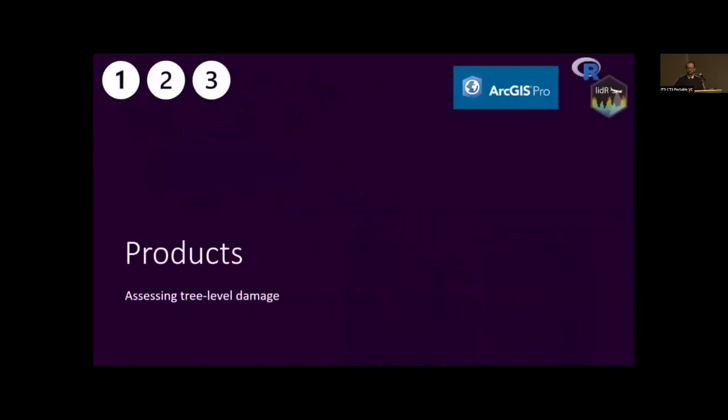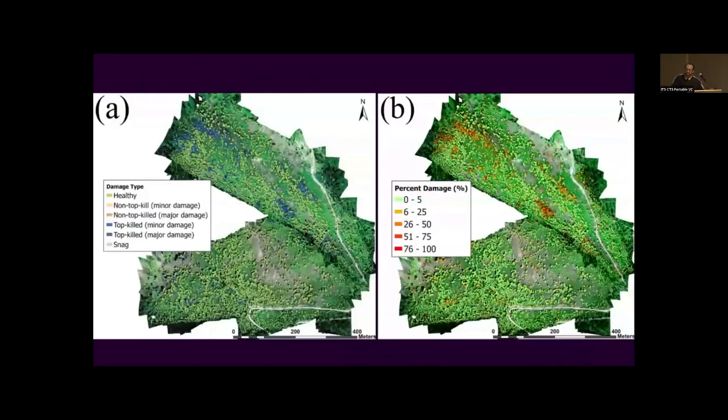And when combining those three objectives, I get the following products. First, I got tree level damage maps, where each tree was classified into healthy, top kill damage, non-top kill damage, and fully damaged snags as well. And as you can see in the figures, there are clear hotspots, spatial clusterings of healthy and damaged trees.